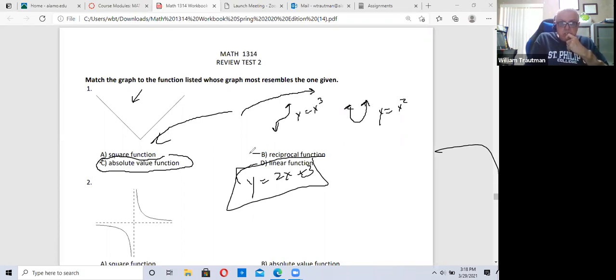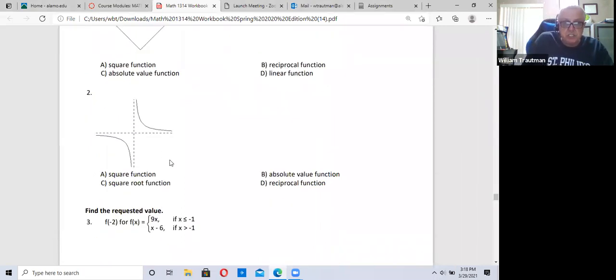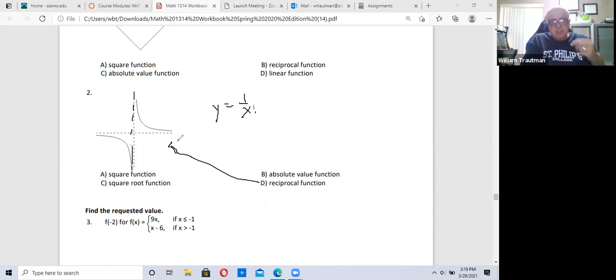Reciprocal function looks something like that one, number 2. Let's see what number 2 shows. Yeah, the reciprocal function. Reciprocal means flip it. y equals 1 over x. That means there's an asymptote going through x equals 0 right here. A reciprocal function has a gap somewhere, a vertical asymptote somewhere in the graph.